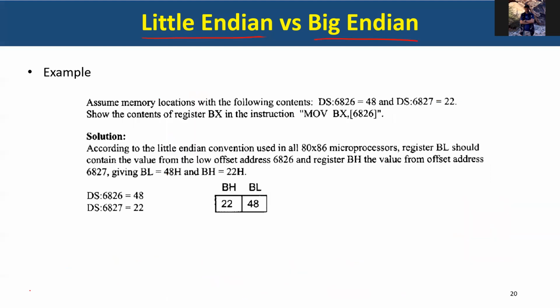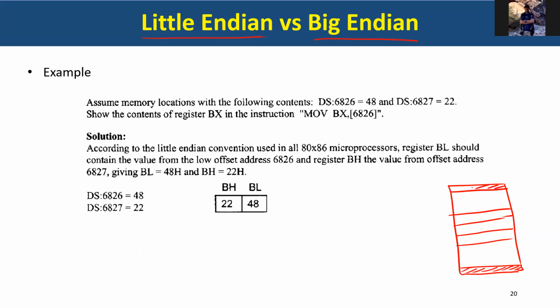Okay, let's take another example. We have a data segment, and at location 6826 we have 48, and the higher location, 6827, has 22.